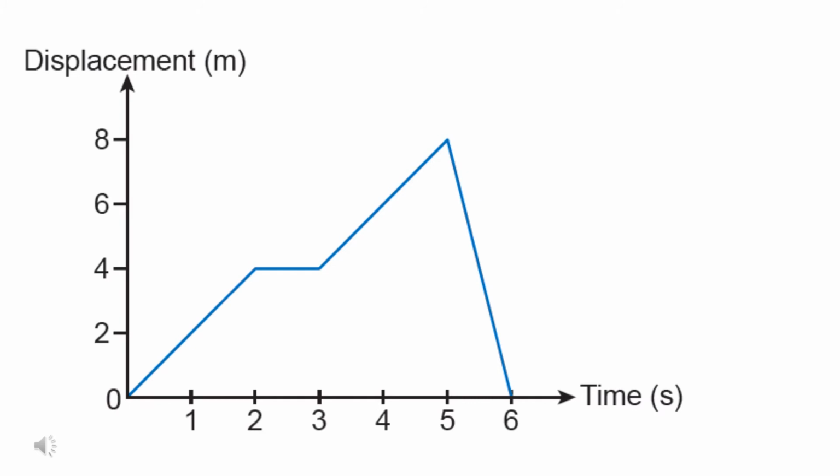Let's solve some problems from the displacement-time graph. This graph shows the movement of a toy car. What is the displacement after 4 seconds of movement? You can project the displacement from the graph. The displacement is 6 meters.